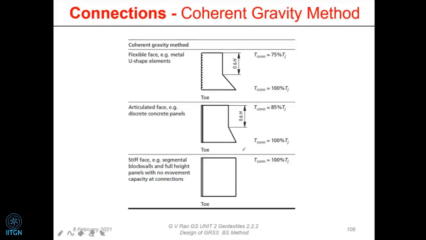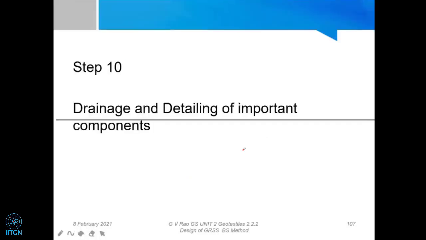In the coherent gravity method, where the loading system is different, the active earth pressure is different, the effective earth pressure is different. So they gave different diagrams for this also. Okay. So that is where things are.